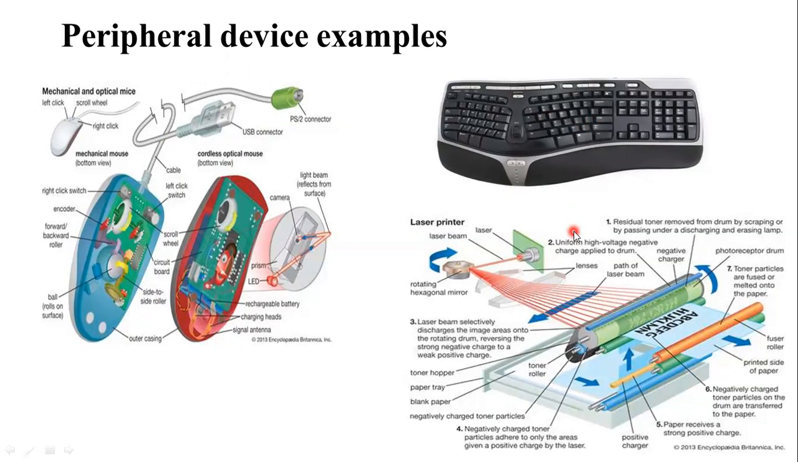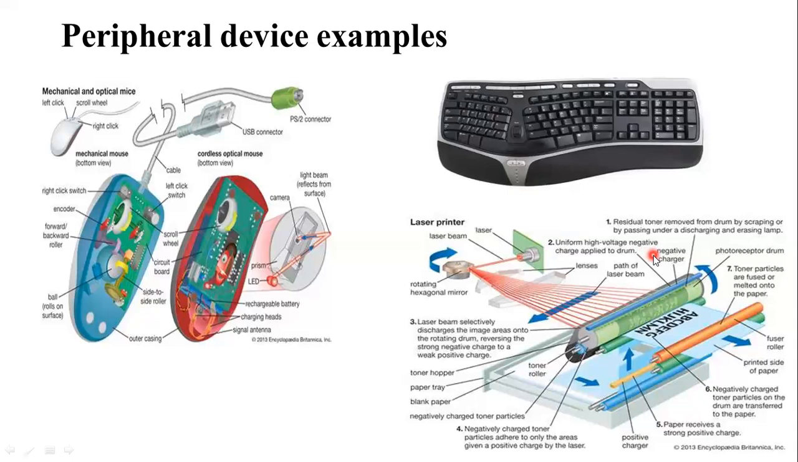This is the laser printer. Complete information on how a laser printer works has been given, from point 1, 2, 3, 4, 5, 6, 7. You will see here the residual toner removed from the drum by scraping or by passing under a discharge and erasing lamp. Uniform high voltage. If you are fond of physics, you will see it's a very interesting principle used over here.